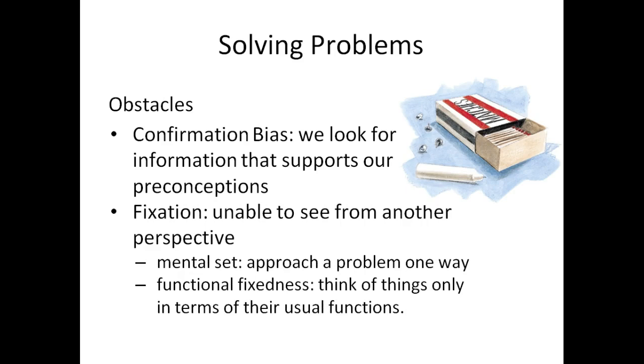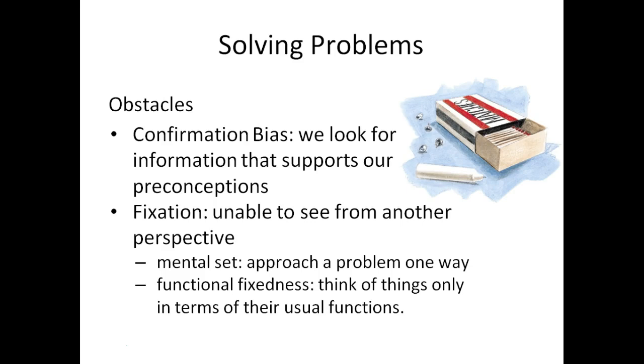The second part is fixation. You're unable to see it from another perspective. So you just can't look at it from another point of view. There's two types of fixation, mental set and functional fixedness. Mental set is that we only approach a problem in one specific way. You don't look at it from anything else. And then the second type of fixation is called functional fixedness. And this is when you think of things only in terms of their usual functions.